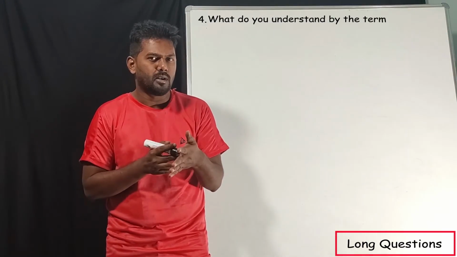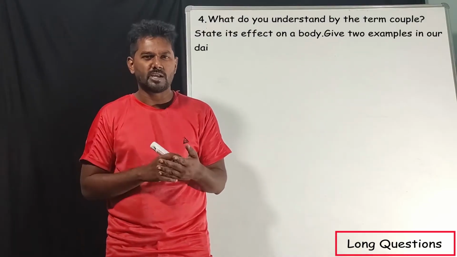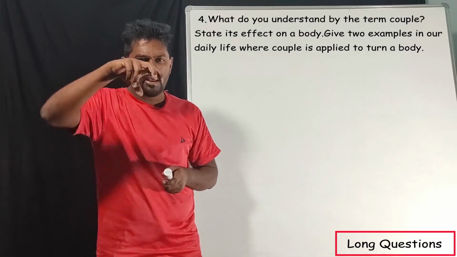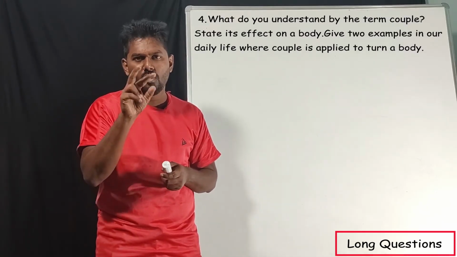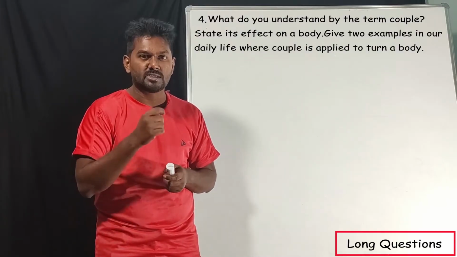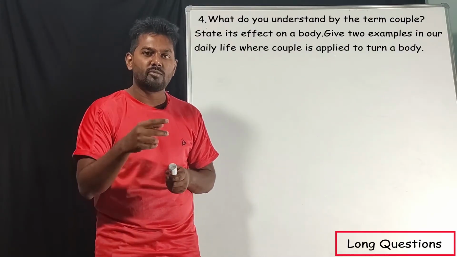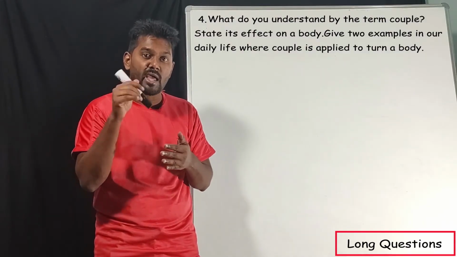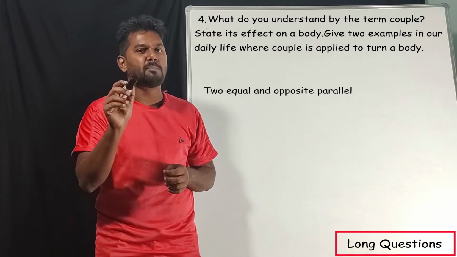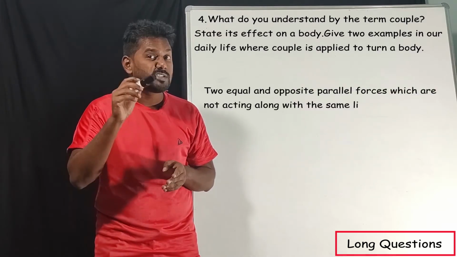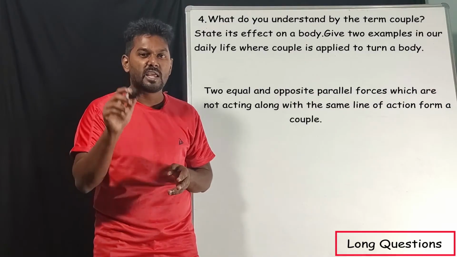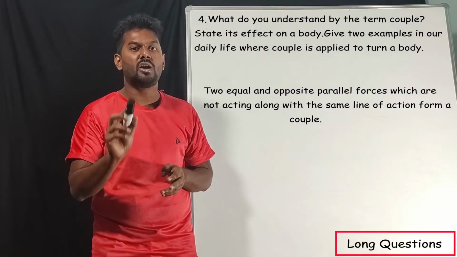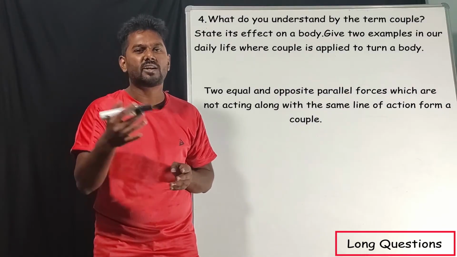What do you understand by couple? State the effect on it and a few examples for it. Listen, very simple. How do you define a couple? See, whenever there is a rotation, there will be two forces, correct? One which we are applying, that is called externally applied force. Then another one will be reactional force. So how can we answer this question in the exam? Two equal and opposite parallel forces which are not acting on the same line of action is called couple.